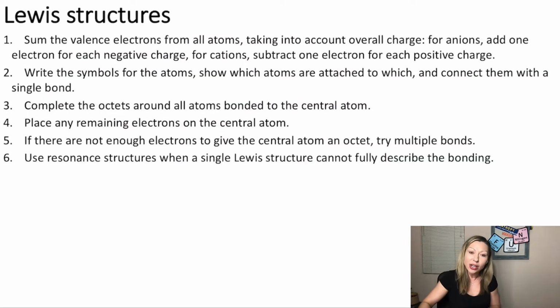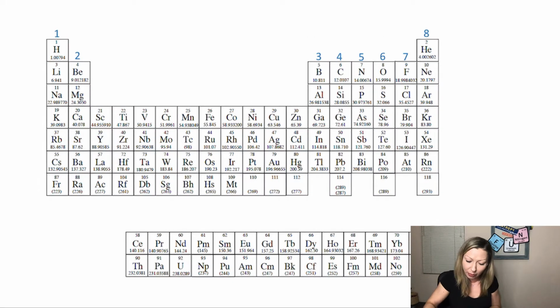So let's start with carbon tetrachloride, CCl4. Now, the first step in drawing a Lewis structure is to sum the valence electrons from all atoms, taking into account an overall charge. So we know that CCl4 has no overall charge, so we only have to take a look at the number of valence electrons. So let's go to the periodic table.